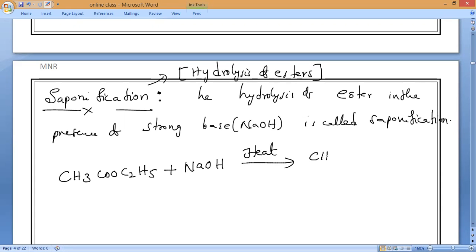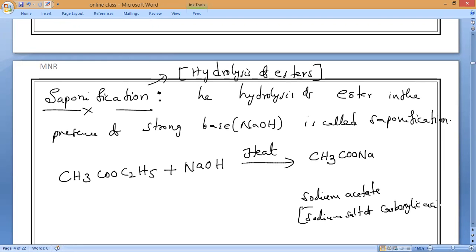It will give a salt, the sodium salt of a carboxylic acid. Who is the sodium salt of carboxylic acid? Sodium acetate. It is a sodium salt of carboxylic acid. Carboxylic acid means organic acids. Plus we will get an alcohol. What is that? CH3CH2OH. That is called ethanol. All of you write.